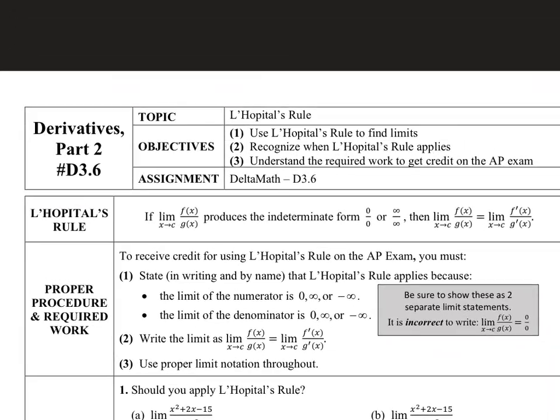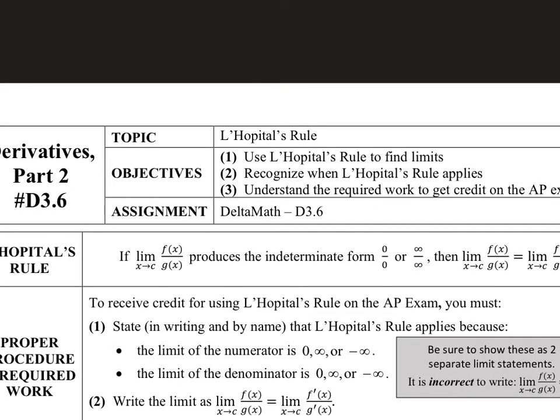Section 3.6 is about a procedure called L'Hopital's rule. It's named after a French mathematician whose name is L'Hopital, somewhere around the 1600s or so. And it is used to evaluate limits of indeterminate form. You might be wondering why we would be going back to limits right now.